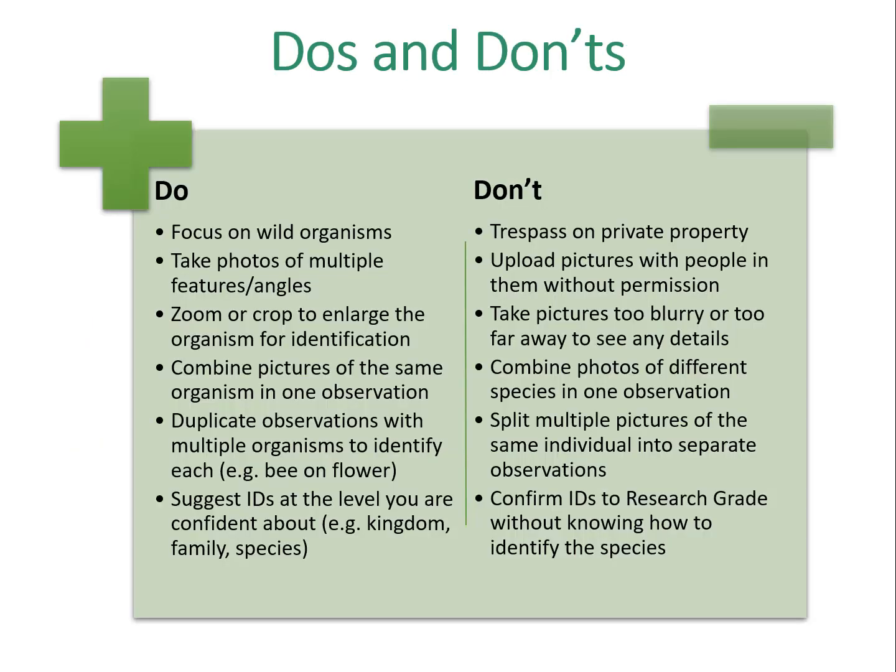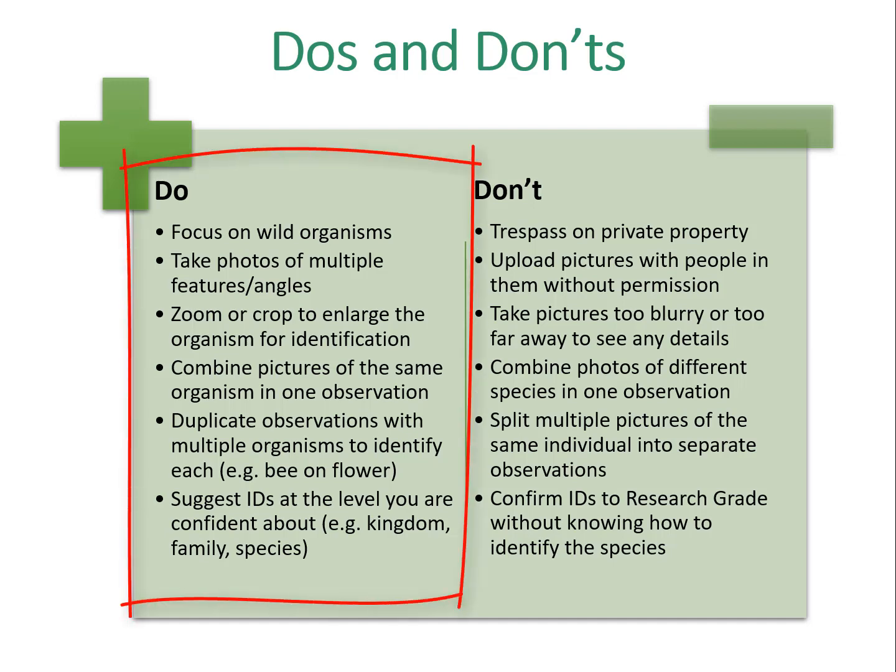Last but not least here, a couple of do's and don'ts for using iNaturalist for our BioBlitz. Remember that only wild organisms will count into our project stats. And try your best to take pictures that will facilitate identifications of the organisms that you're photographing. This includes, for example, combining multiple pictures from different angles or zoomed in to enlarge the organism. If you have pictures that show more than one species in one photograph, you can actually duplicate observations to account for all of the species shown in that picture. And it always helps if you can suggest an initial identification for the organism that you have observed, even if it's just something generic like plant or animal.